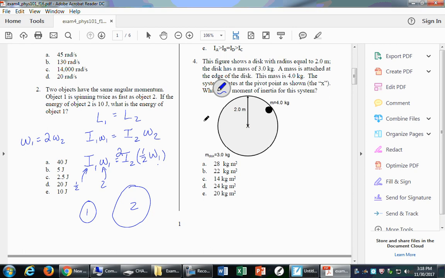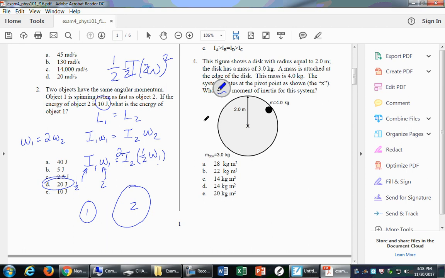So now, knowing that, we go and we talk about energy, 1/2 I omega squared. It has twice the speed, but half the moment of inertia. That means it has twice the energy. Because speed contributes more to energy because it's squared. So whereas the object 2 has 10 joules, this one's going to have 20 joules. That's right, right? That's the right answer? Yeah.